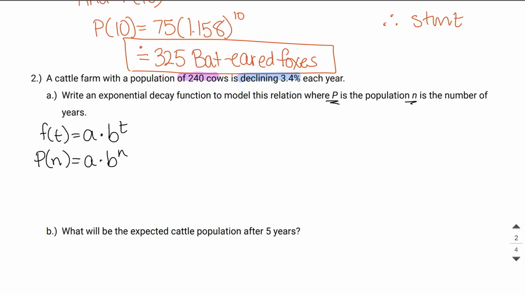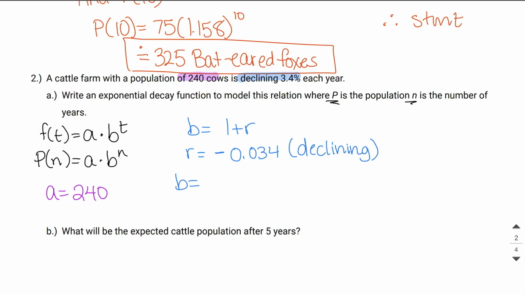So now we know that a is still going to be that 240. It's still your initial amount. But this time b is equal to 1 plus r, just like we did before. But our r is going to be a negative 0.034 because it is declining.